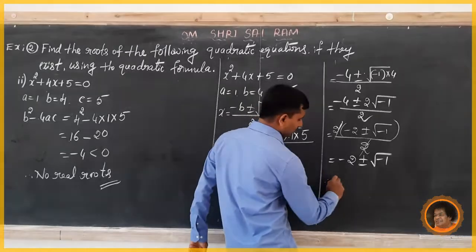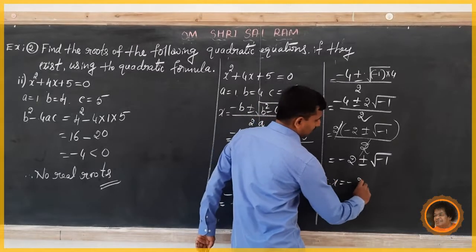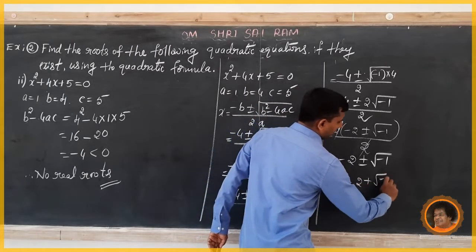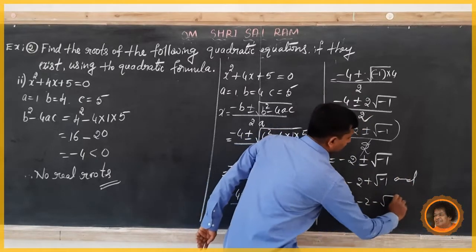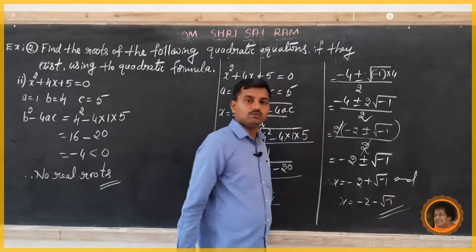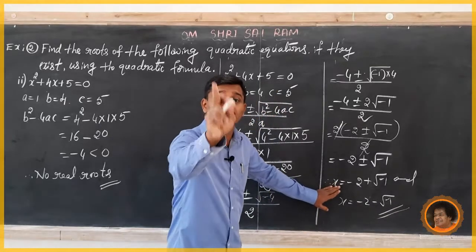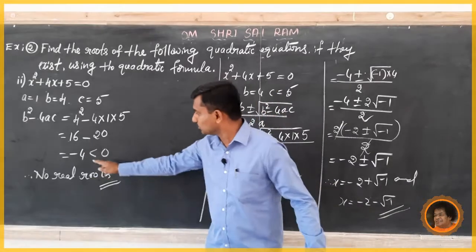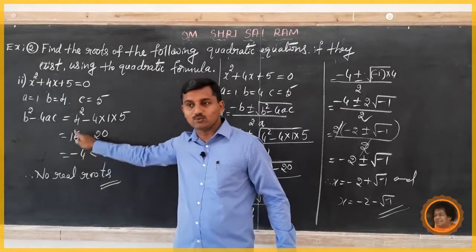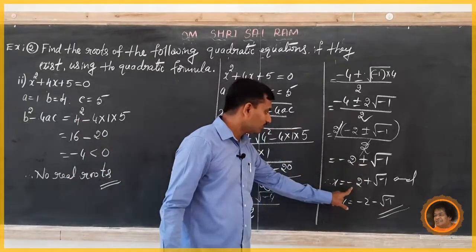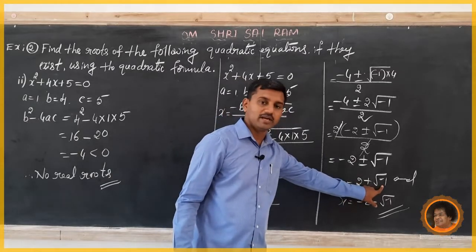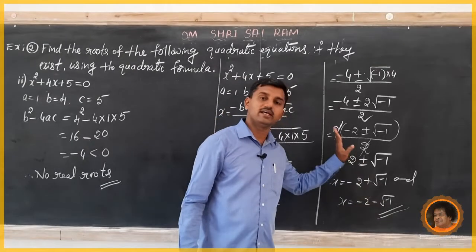So therefore the roots are x equal to minus 2 plus root of minus 1 and x equal to minus 2 minus root of minus 1. So therefore it has no real roots. So here also, suppose the value of b square minus 4ac is less than 0, no real roots. So here the roots are minus 2 plus or minus root of minus 1, no real roots.